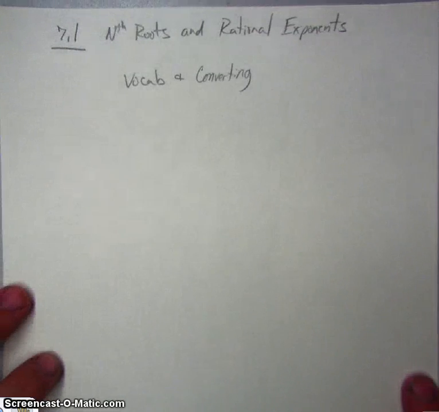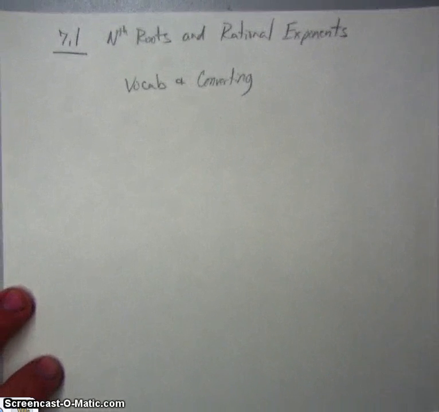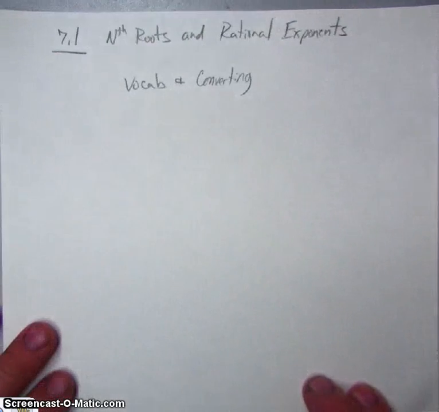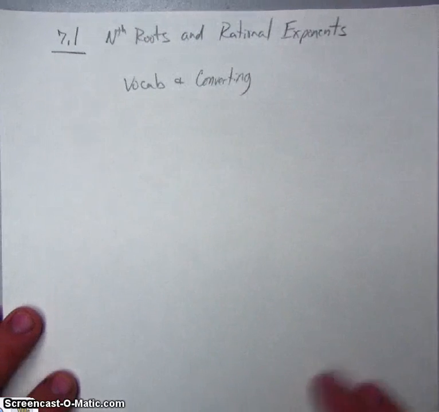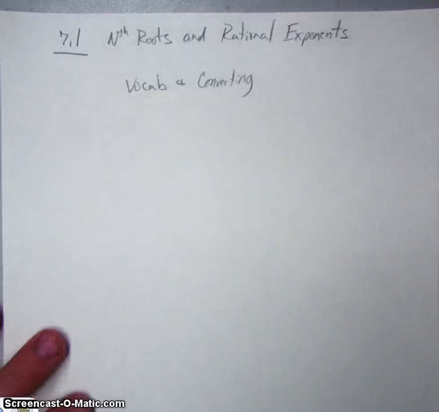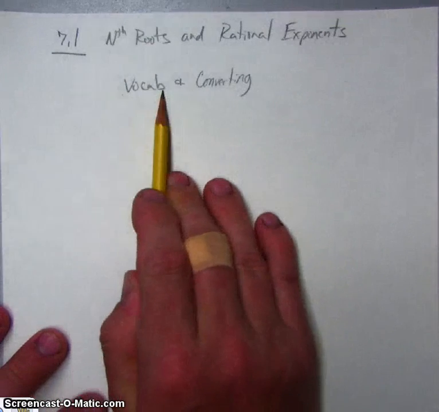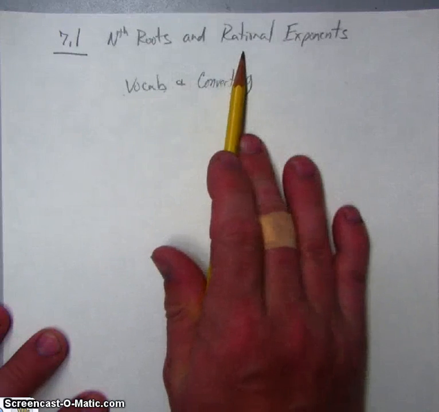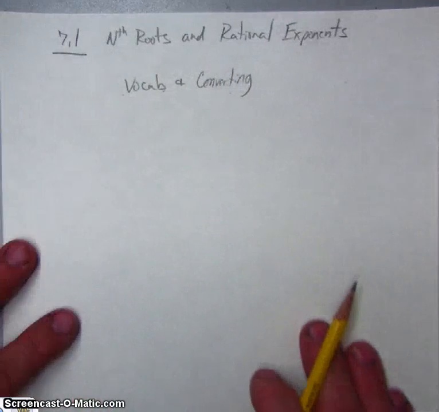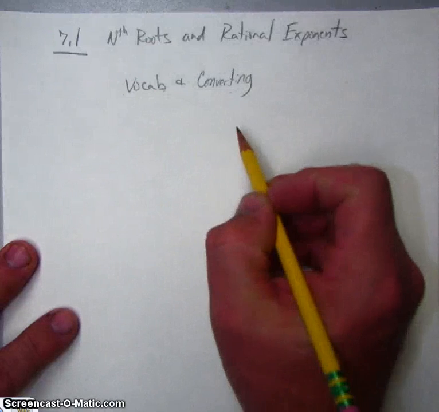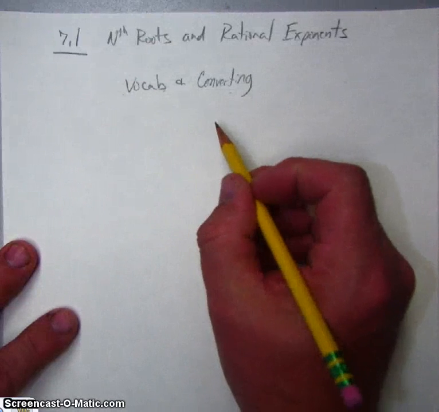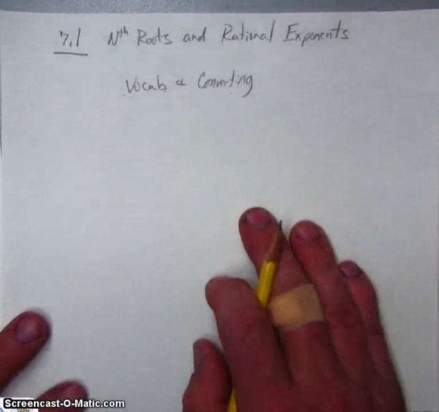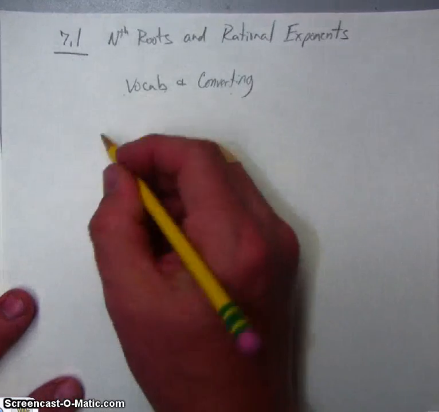All right, we are going to be covering nth roots and rational exponents, which is chapter 7, section 1. In this video, we're just going to be talking about the vocabulary, some terminology, and converting between roots and rational exponents. You know, converting back and forth, from roots to exponential form, and exponential form back to radical form. Okay, so that's what we're going to be converting. All right.